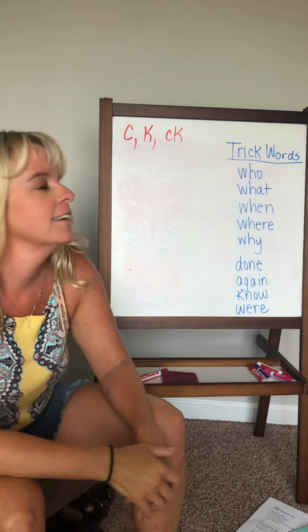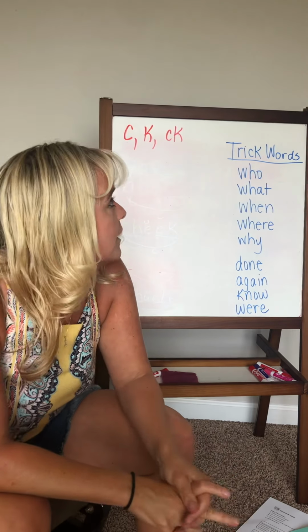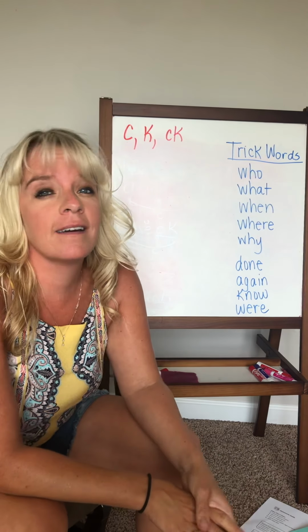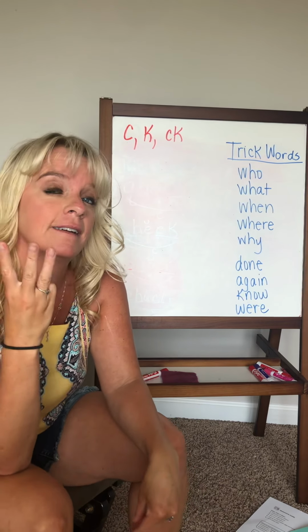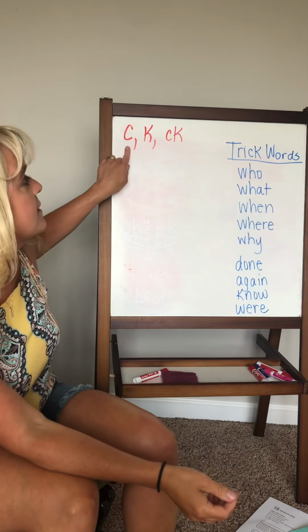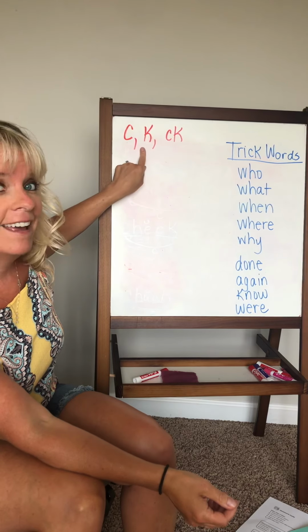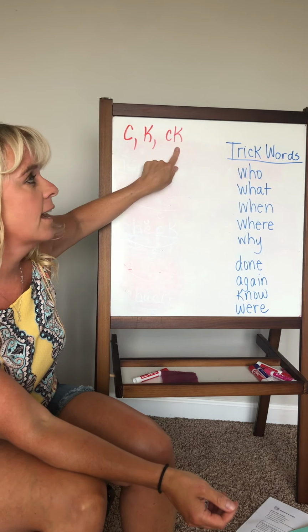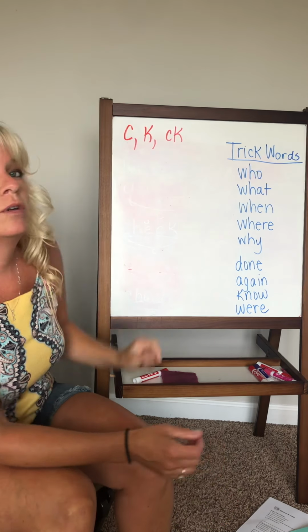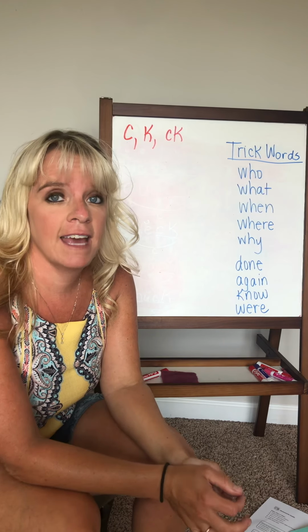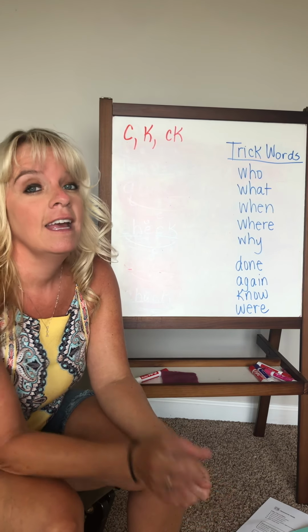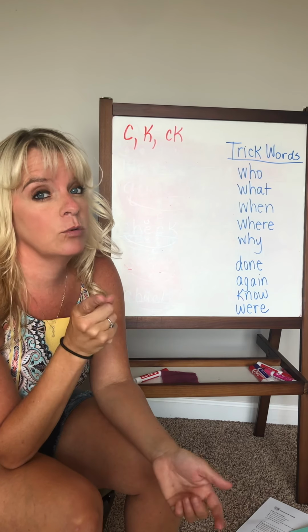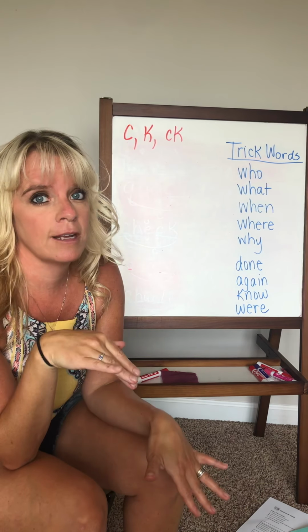I love it. All right, so yesterday we talked about the k sound and we said there are 3 ways that you can make the k sound. You could make it C, K, or CK. Yesterday we focused on the digraph CK, and if you remember I taught you something special about CK. It only comes at the end of a word, never ever ever at the beginning.